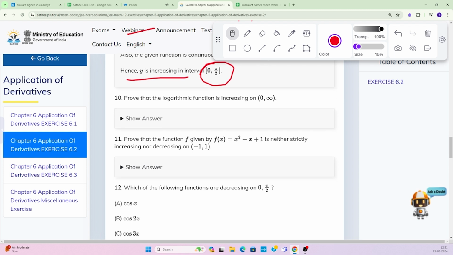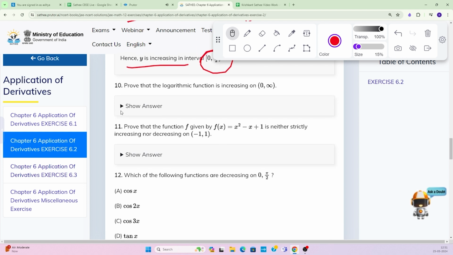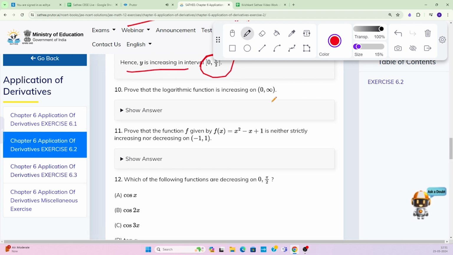Let us move to the next problem, problem number 10. We have to prove that the logarithmic function is an increasing function from 0 to infinity. The domain is 0 to infinity. We are taking f(x) is log x, and the derivative, you all know, is 1 by x.